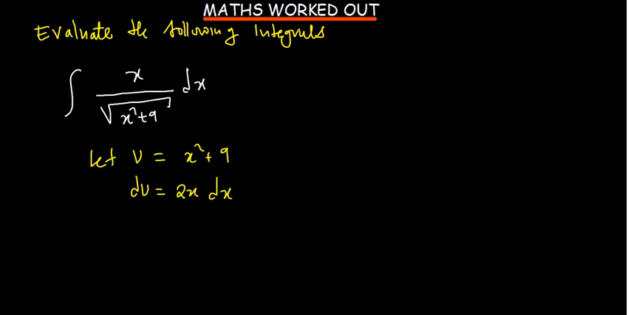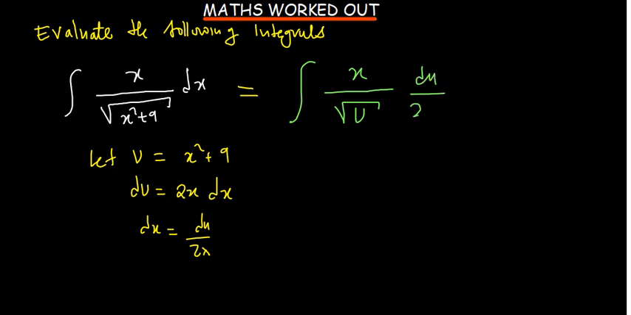Now let's make dx the subject of the formula. So dx is going to be equal to du over 2x, like I've just divided both sides by 2x. So that means this integral is going to become the integral of x over square root, where there was x squared plus 9, we are going to put u. Where there was dx, we are going to put du over 2x. So this x and this x can cancel out.